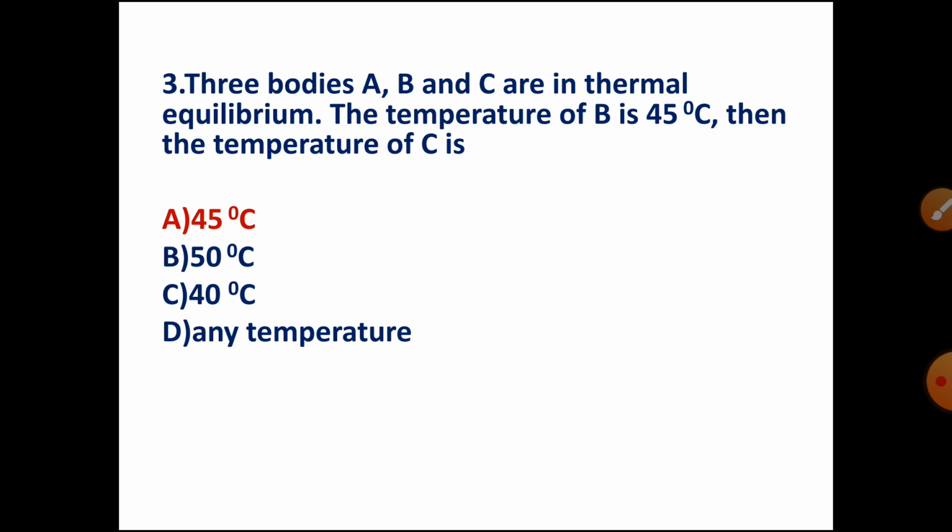Next, 3 bodies A, B and C are in thermal equilibrium. The temperature of B is 45 degrees centigrade, then what is the temperature of C? Already we discussed that if the bodies are in thermal equilibrium, they are at the same temperature. Since A, B, C are in thermal equilibrium, their temperatures are the same. The temperature of B is 45 degrees centigrade, so the temperature of A is also 45 degrees centigrade, and the temperature of C is also 45 degrees centigrade. They asked the temperature of C, so 45 degrees centigrade.